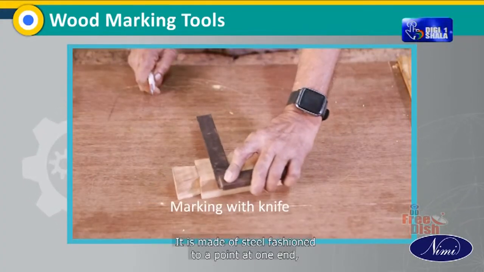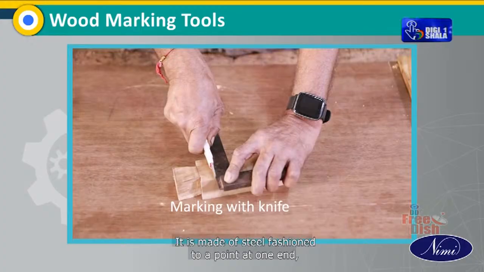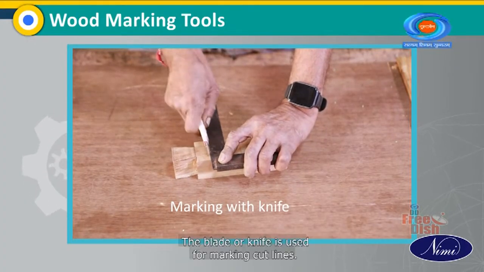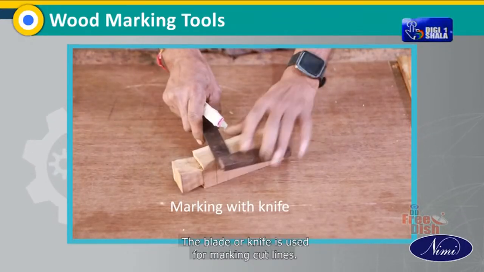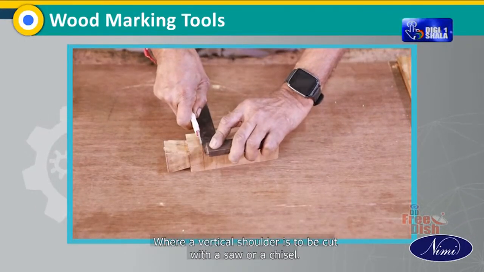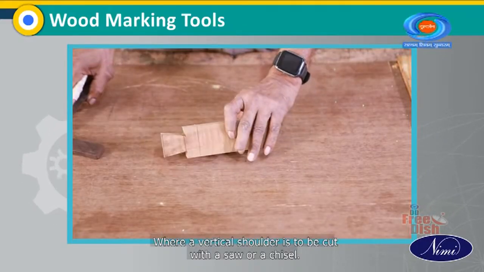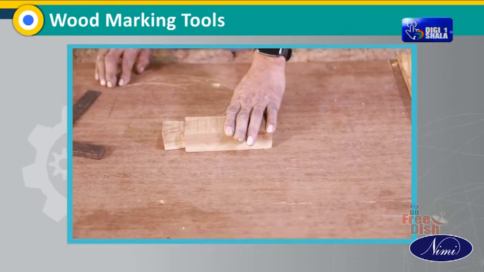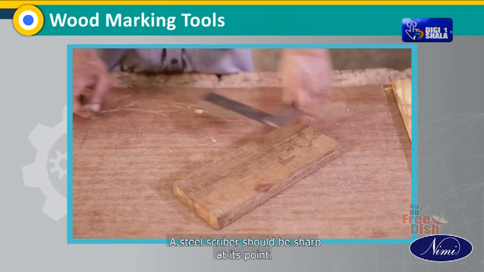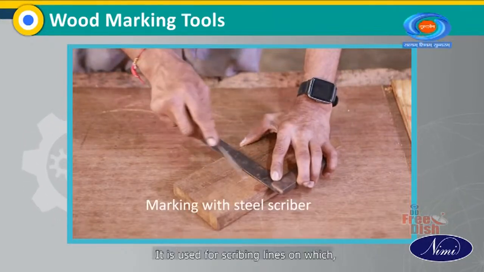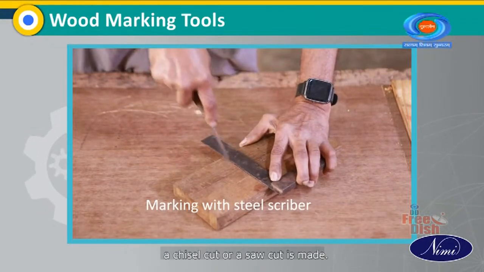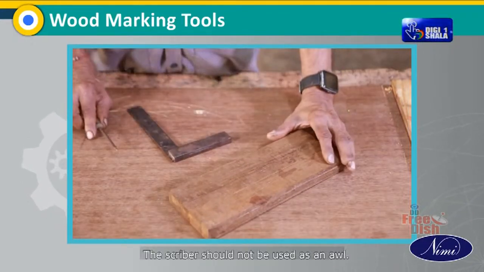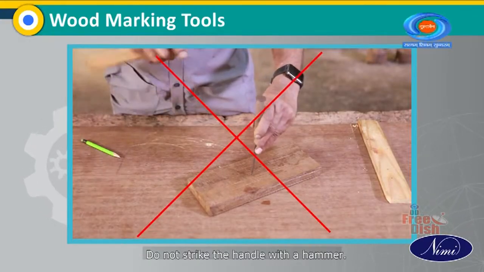Marking knife. It is made of steel fashioned to a point at one end and a sharp blade at the other end to form a cutting edge. The blade or knife is used for marking cut lines where a vertical shoulder is to be cut with a saw or chisel. The point is used for marking distances and scribing lines. Steel scriber. A steel scriber should be sharp at its point. It is used for scribing lines on which a chisel cut or a saw cut is made. The scriber should not be used as an awl. Do not strike the handle with a hammer.